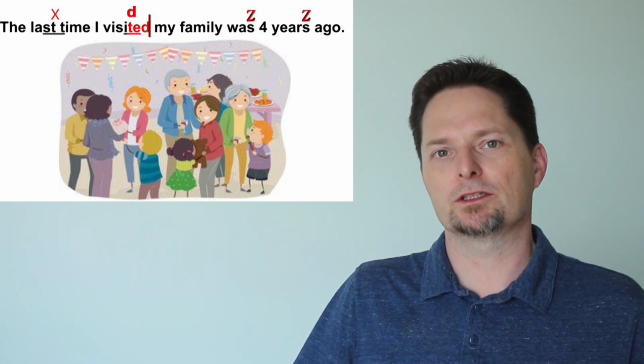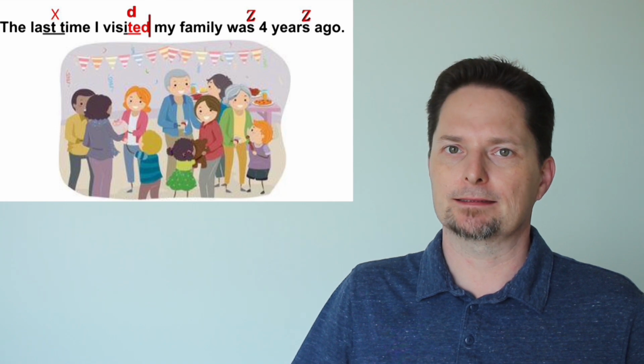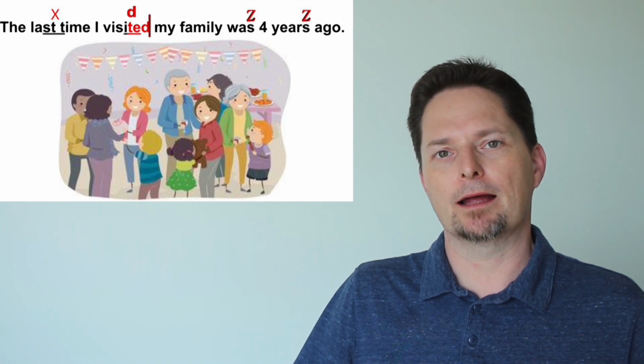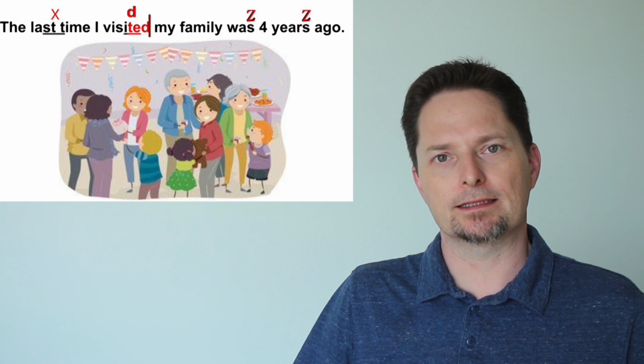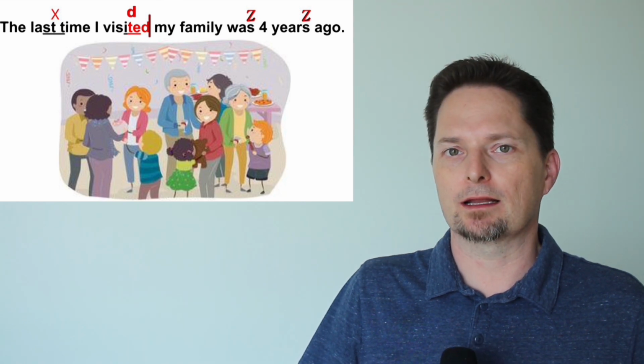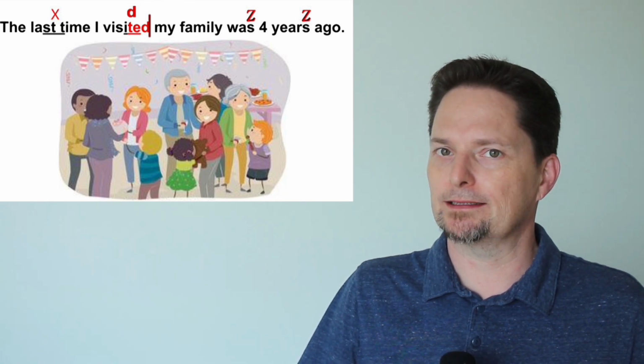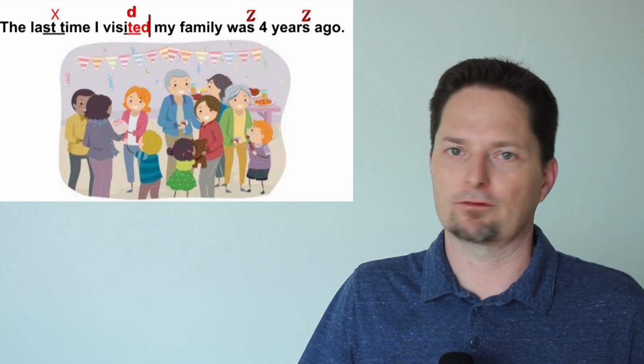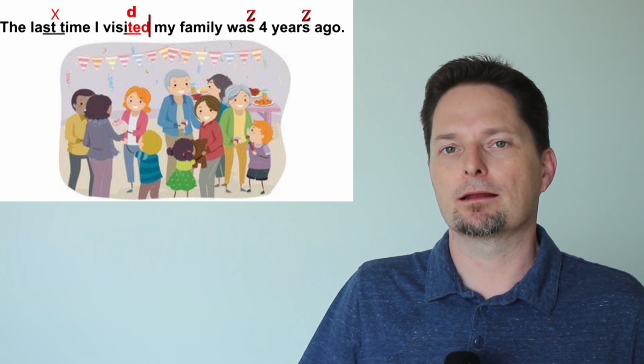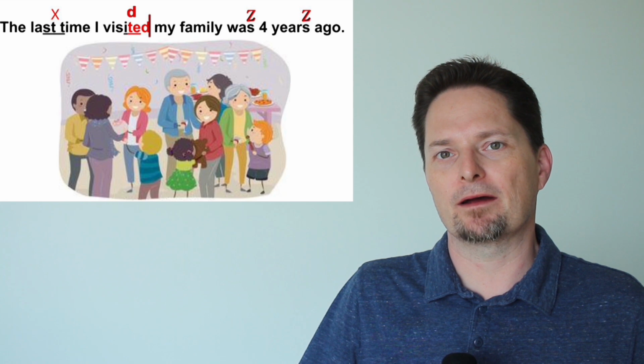Let's look closer at the pronunciation. The last time. Last time, we have a T between consonants. So when you link the sounds, last time, there's only one T sound for time. Not for last. No T there. Last time. The last time I visited.